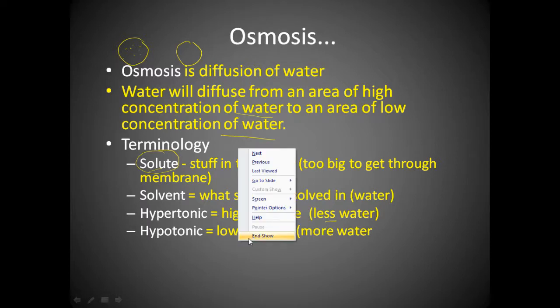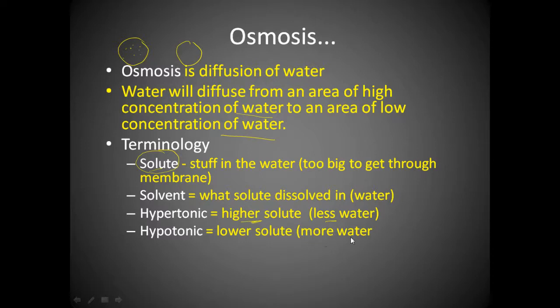Hypotonic is you have less stuff, which means you have more water. Now these terms, hyper means more, hypertonicity, more stuff, or higher solute. But if you have more stuff, then you have less water. Hypo means less, so here's less stuff, but if you have less stuff, then you have more water. So the terminology, you're identifying the sides of the membrane by the amount of stuff they have. But to determine which way water is going to move, you're also going to have to look at how much water it has. So that's why I emphasized up here that osmosis occurs from a high concentration of water to a low concentration of water.